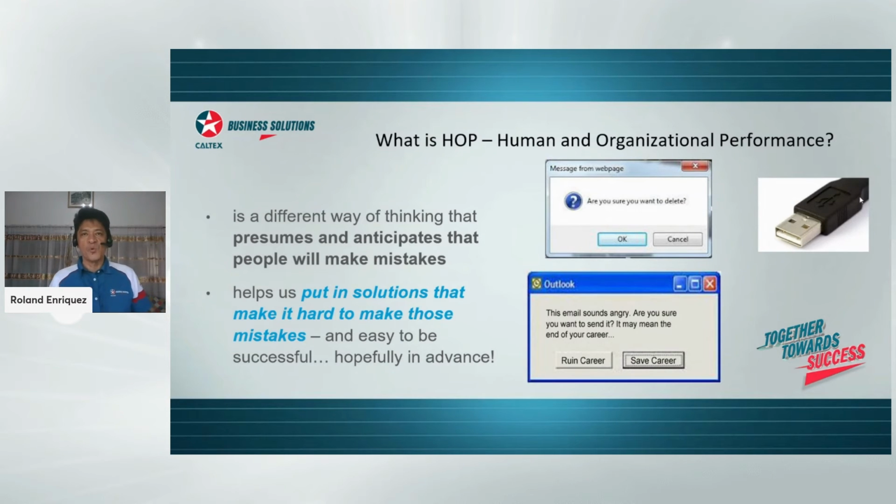Now, the error that we want to prevent is something that we cannot recover, or something that has the potential to result in serious injury and fatality. We want to prioritize that. We will not apply HOP, or human and organizational performance, in everything that we do, and for obvious reasons. We need to prioritize and focus on the things that really matter to us, and that is related to the mistakes that are not recoverable.